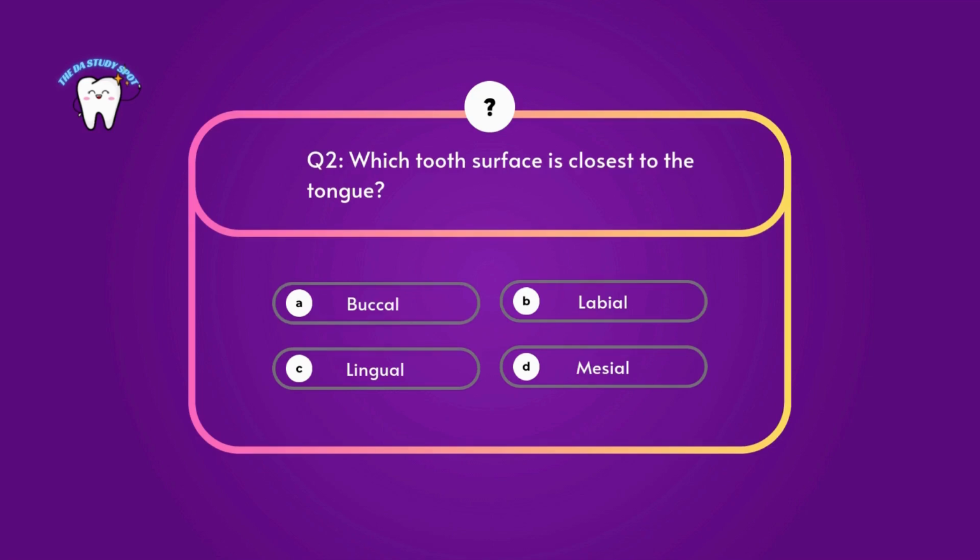Question 2. Which tooth surface is closest to the tongue? A. Buccal, B. Labial, C. Lingual, D. Mesial.